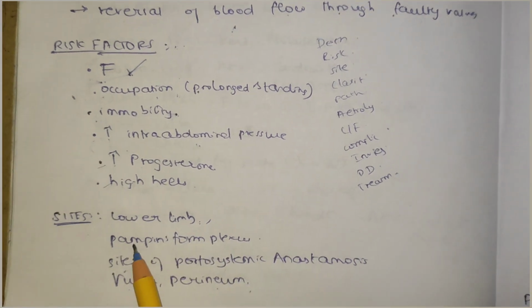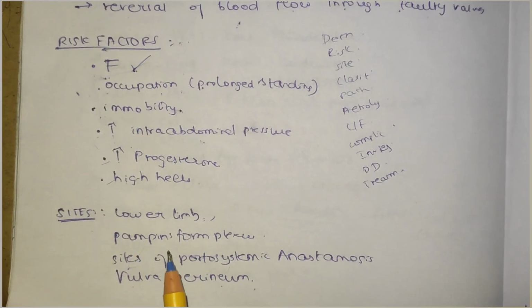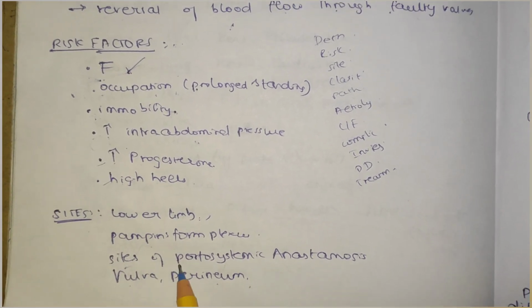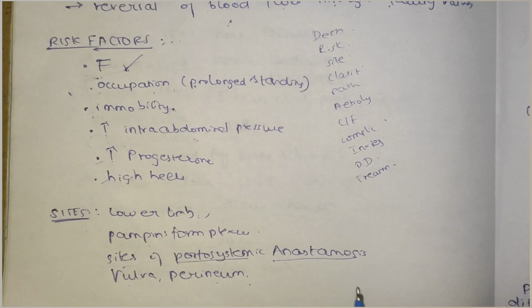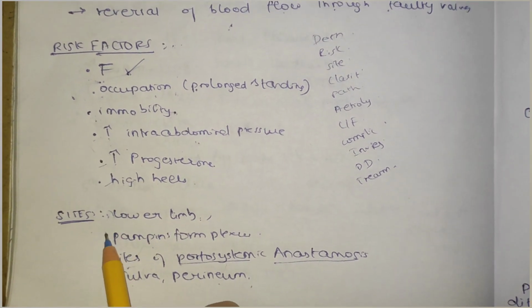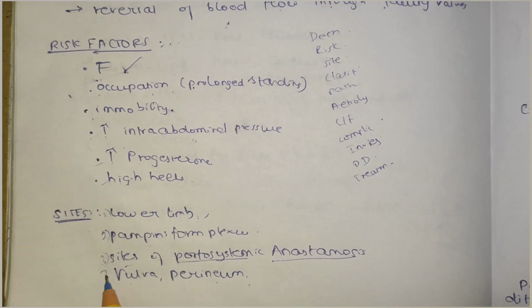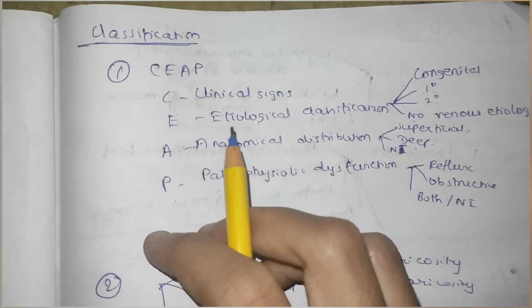So next is the site. The common sites are lower limb, papilliform plexus, vulva, perineum, and sites where there is portosystemic anastomosis. So these are the four things: lower limb, papilliform plexus, sites where there are portosystemic anastomosis, and vulva and the perineum. Next, coming to the classification.